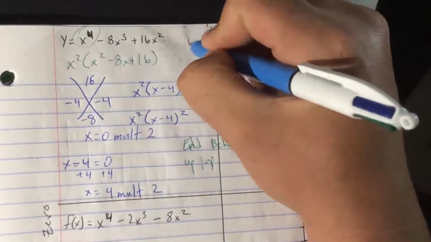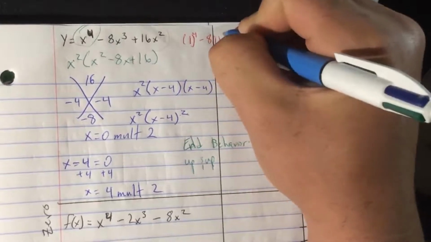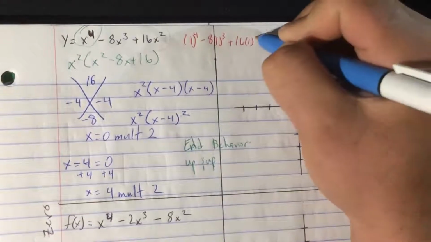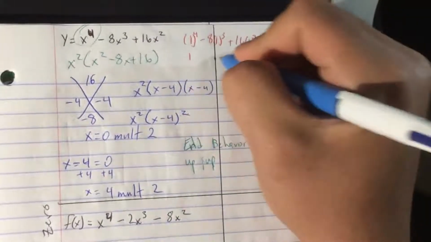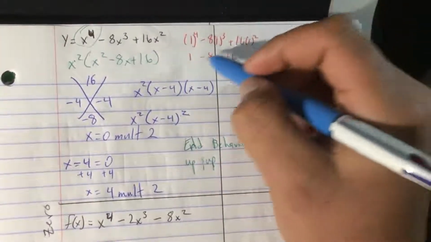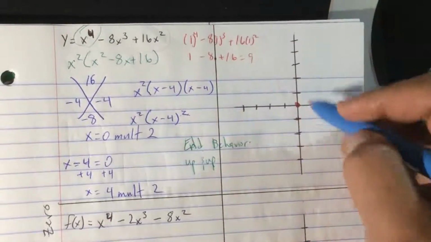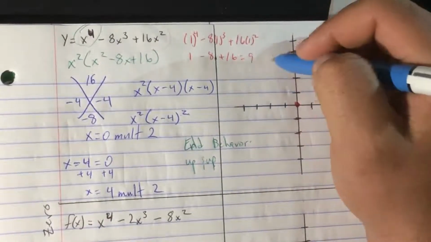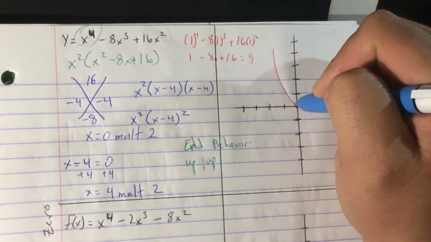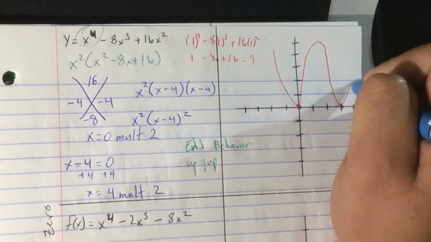We have 1 to the fourth power minus 8 times 1 to the third power plus 16 times 1 to the second power. So this is 1 minus 8 plus 16, which is actually going to give us positive 9. So we know that at 1 it is going to be way up here. So we can say that this is going to come from up here in this direction and go here, come all the way back and do something crazy like this, and then go all the way up and then go back again.